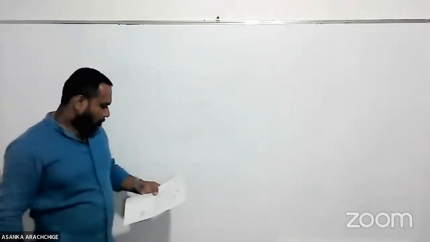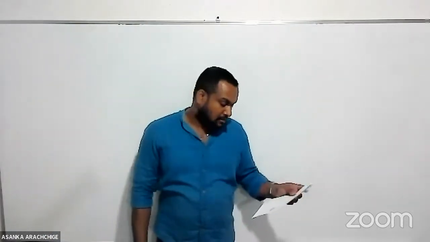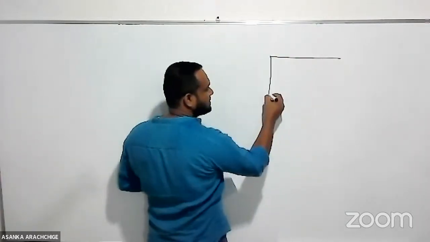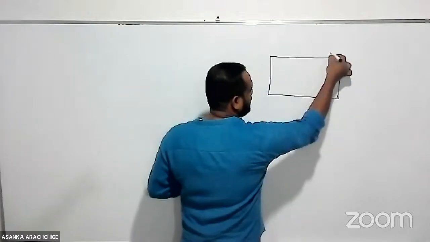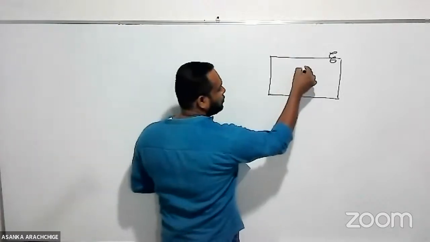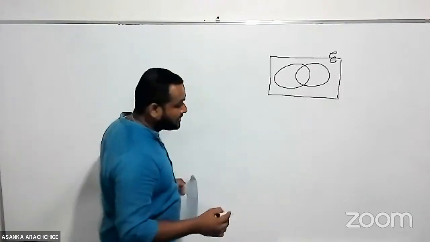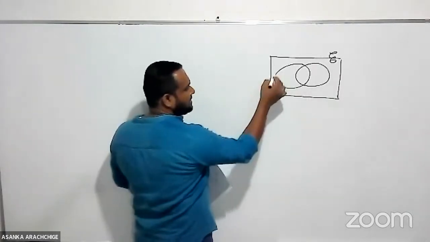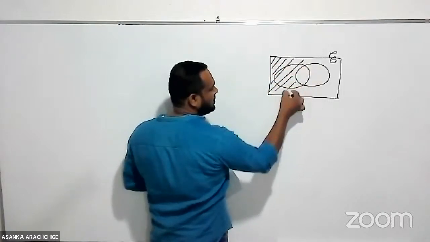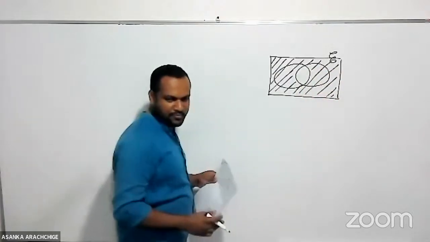Then question number 6 has been given based on sets. Right. You can see a Venn diagram. This is the universal set. The universal set is symbolized by curly E. And there are two subsets in it which have an intersection like this. And you can see this region has been shaded in the Venn diagram.